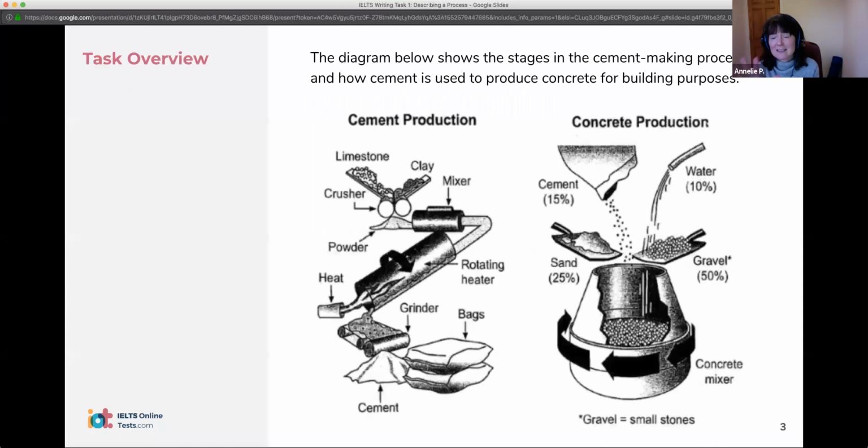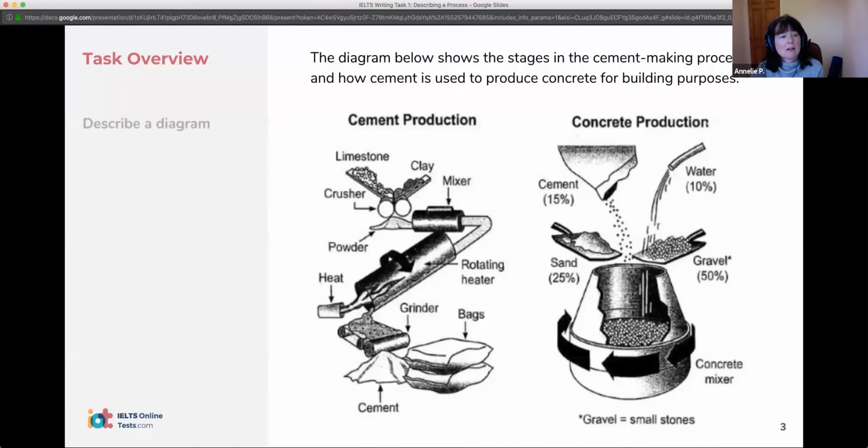So this is the example that we are going to use today. Just take a look at that and take a look at the question. So we're looking at cement production and concrete production. Yeah, this is academic task 1. Well, this is one of the options, which is describing a process. Okay, so let's have a look at some of the key things for the process.